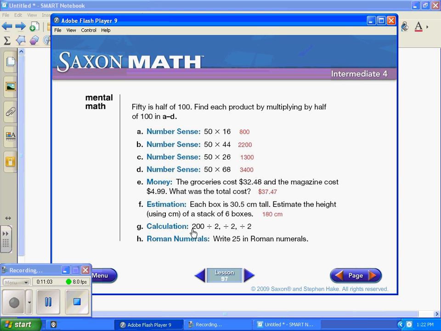Calculation time. 200 divided by 2. 100 divided by 2. 50 divided by 2. 25. Write 25 in Roman numerals. Okay, we know that 10 is X, so here we need 2 sets of 10, don't we? So we would have to do 2 X's, and 5 is the V. So this stands for 25.